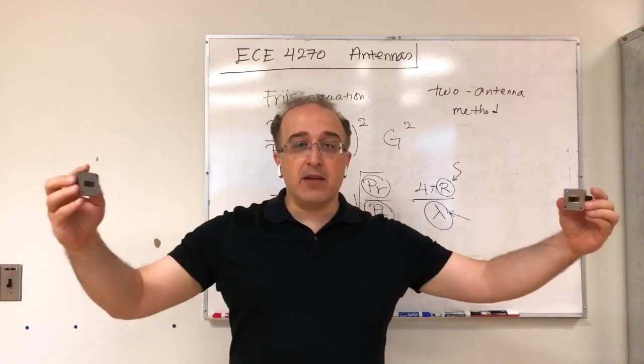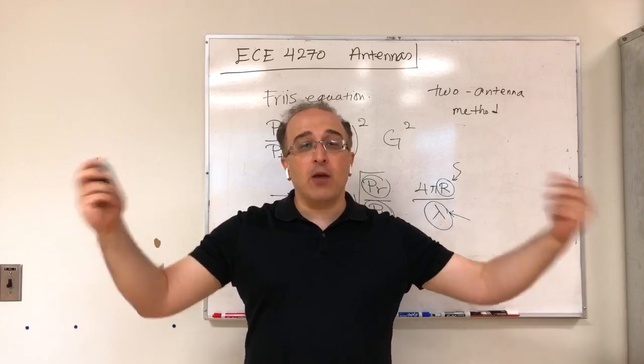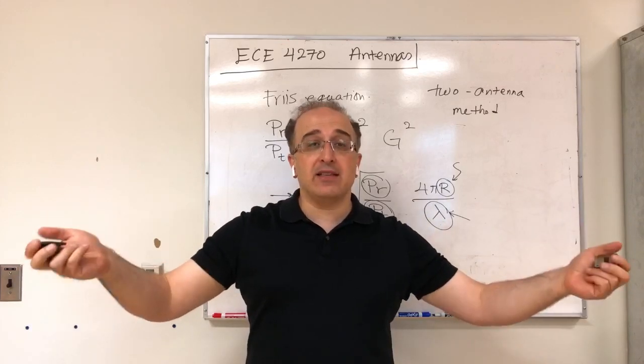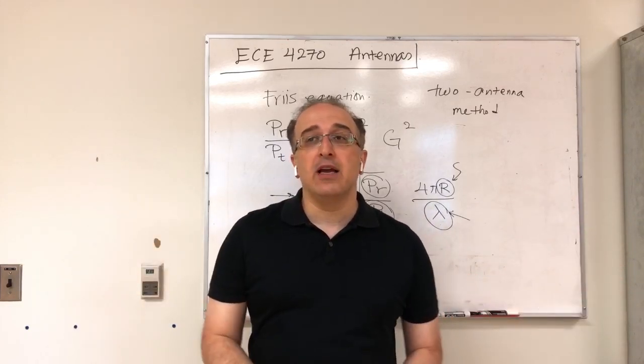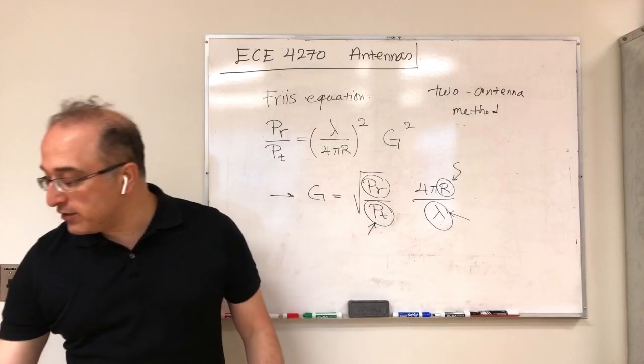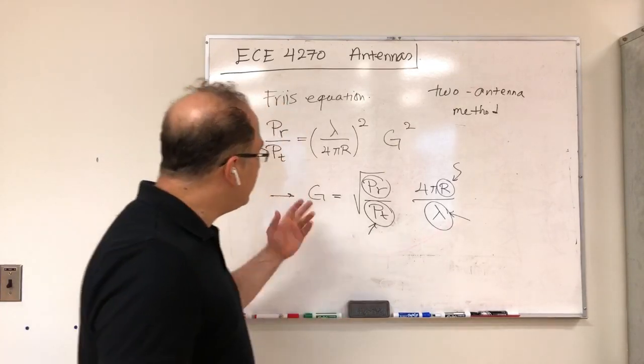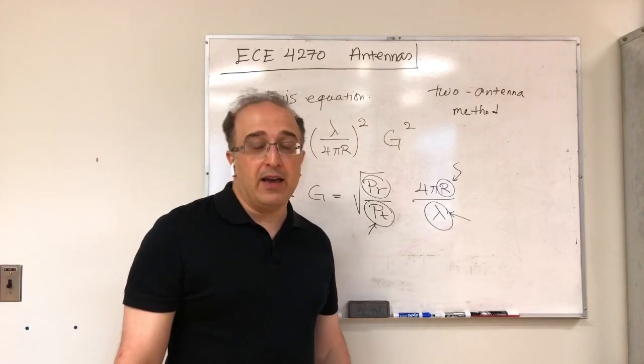Then I separate them. Now I'm going to rely on radiation. I put the antennas back, and I'm just going to read another one with the antennas connected to these adapters, and that would be my P received. After that, I have my P received and my P transmitted. Then I can find the gain of the antenna.